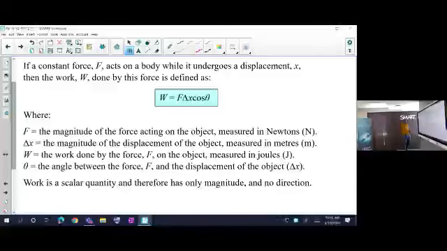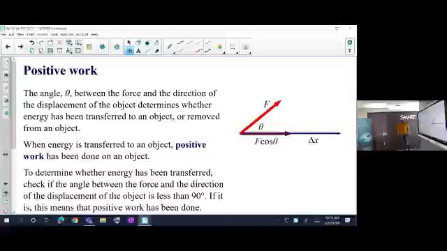I tried to explain how we are going to reach a scalar quantity. I said we are going to have a vector and a vector, because force is a vector and displacement is also a vector. That is why we are going to get a scalar. All right. What I was saying earlier, I said this theta is very, very important. It's the one that is going to tell us the positive, negative, and zero.